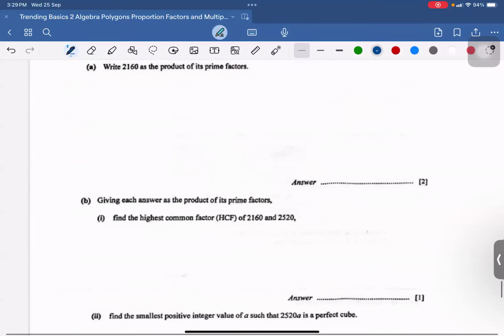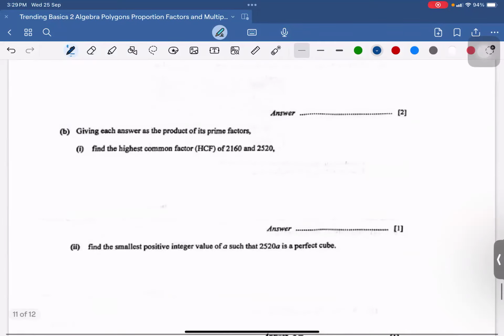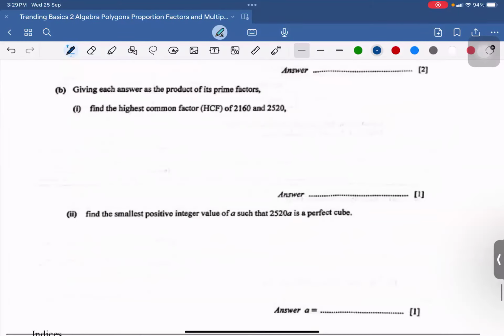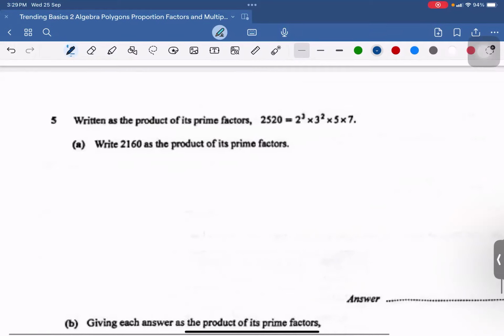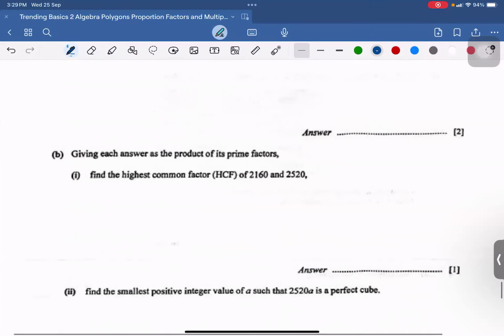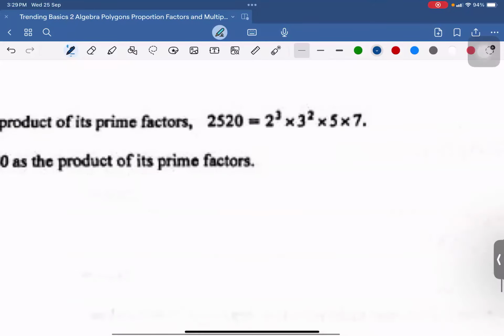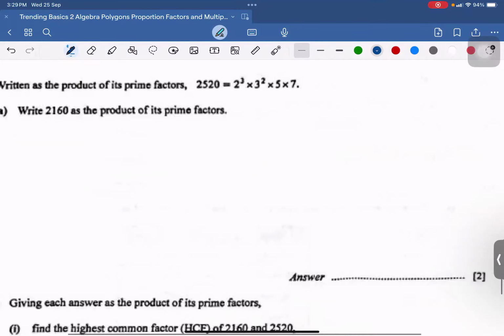2160 as a product. Find the highest common factor. Find the smallest positive integer such that this is a perfect cube. I assume you can do this, correct? So I'm going to highlight the one on perfect cube. 2 cube, 3 square, 5, and 7.